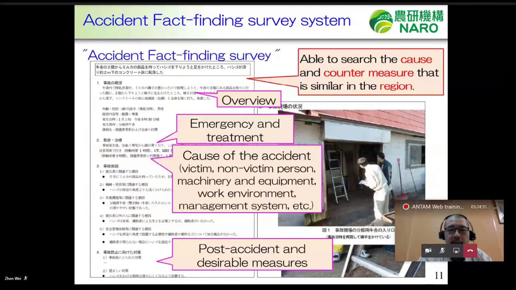This is the report. So able to search causes and countermeasures that are similar in the region. So in the report, we have the overview, emergency and treatment, cause of accident, and post-accident and desirable measures. And this is very useful. Next slide, please.